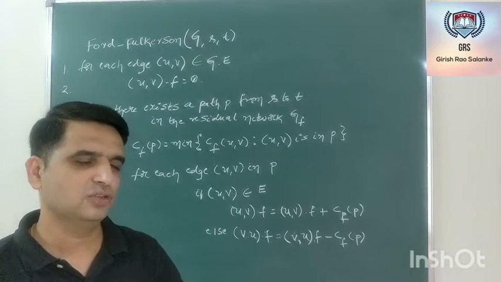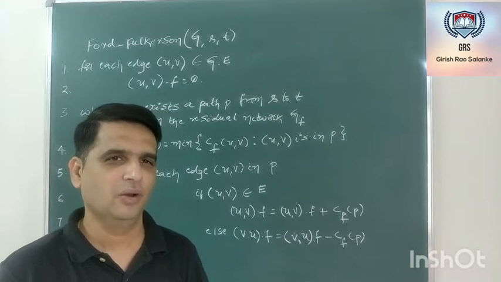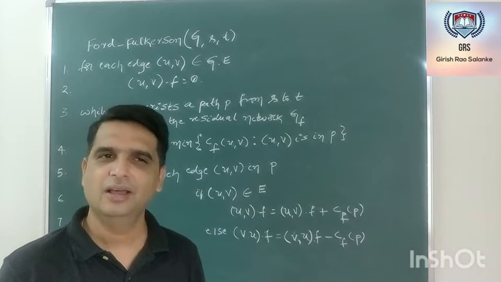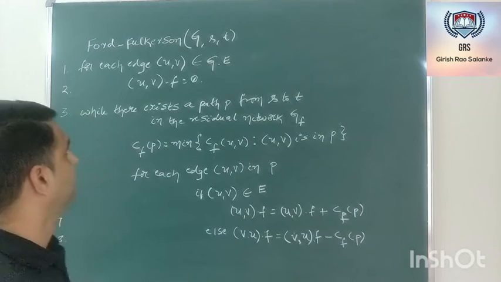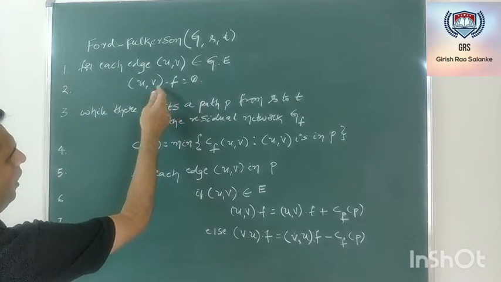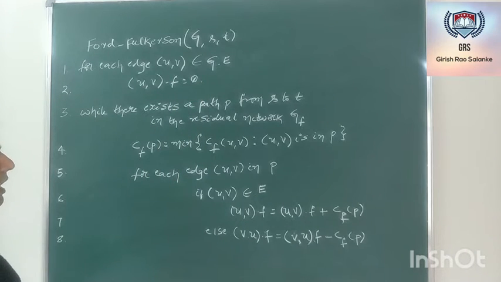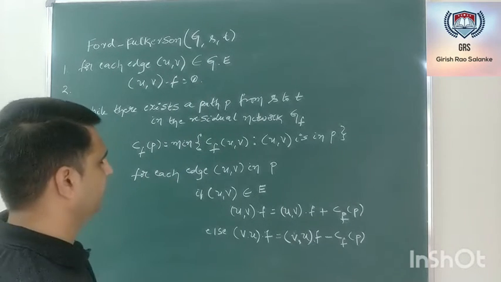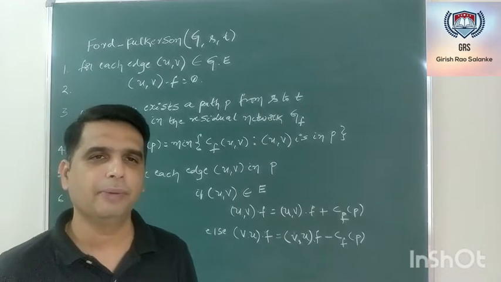What was the first step that we did? The first step was we used to initialize the total flow to be 0. How can it be done? You assign a flow value of 0 to all the edges. So for each edge UV which belongs to G.E, the flow for all the edges is being initialized to 0. Next, we found whether there is an augmenting path.